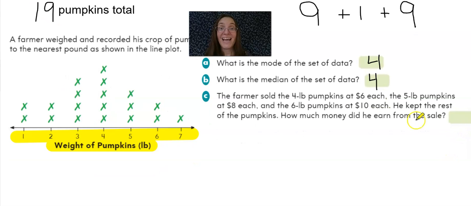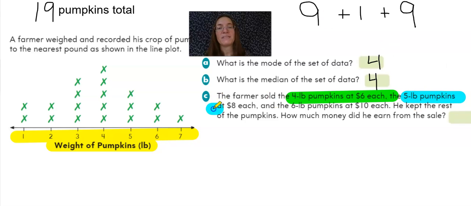Our last question asks us to use the data in a different way. It says here that the farmer sold the 4-pound pumpkins at $6 each, the 5-pound pumpkins at $8 each, and the 6-pound pumpkins at $10 each. He kept the rest of them. How much money did he earn from the sale?